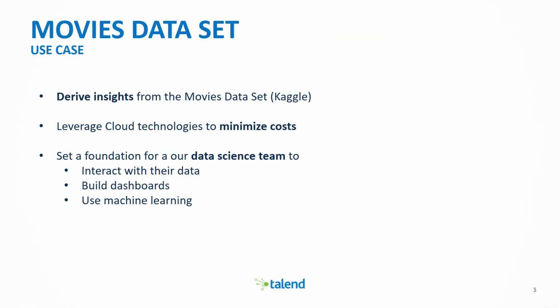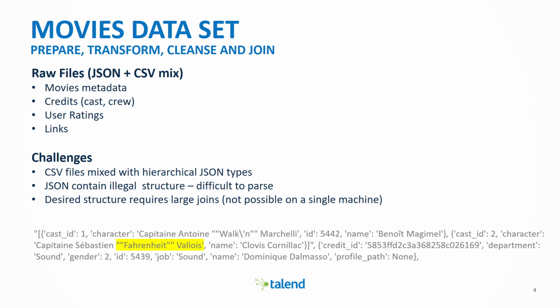For today's use case, we will be focusing on deriving insights from a movies dataset while minimizing infrastructure costs and providing actionable data for our end users. Our source data is residing in our cloud storage, but it's in raw format, a mixture of CSV and hierarchical JSON structures. Before the JSON structures can be parsed, they have to be validated and appropriately cleansed.